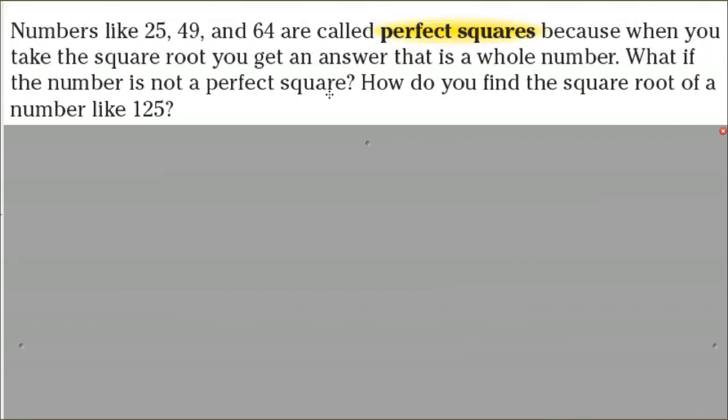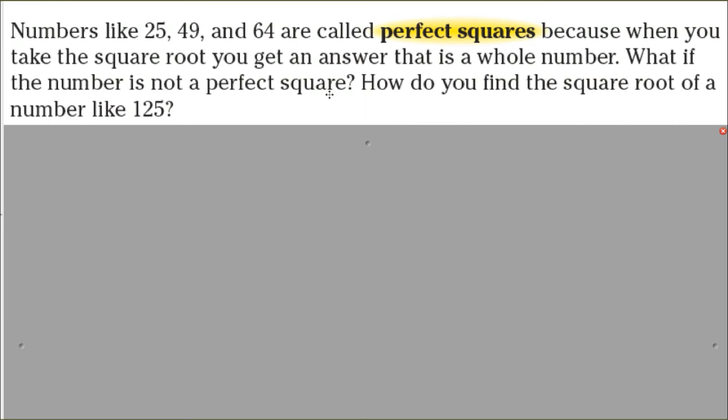What's the next square number after 1? It is 4. Because 2 times 2 equals 4. Next square number after 4 is 9. Because 3 times 3 equals 9. Next square number after 9 is 16. Because 4 times 4 equals 16. The next one will be 25 because 5 times 5 equals 25.